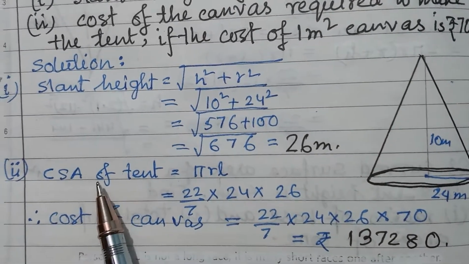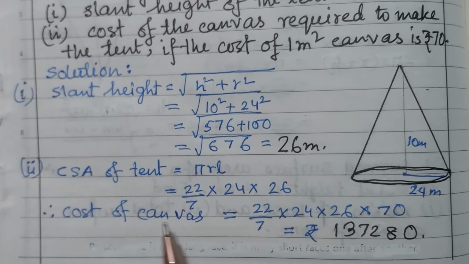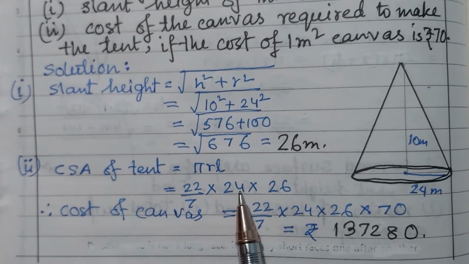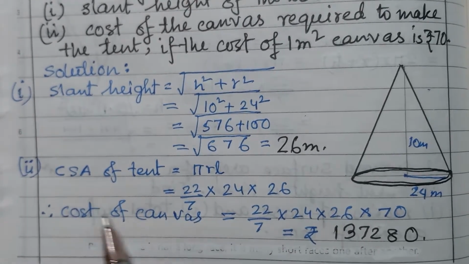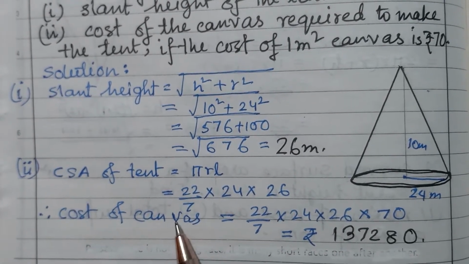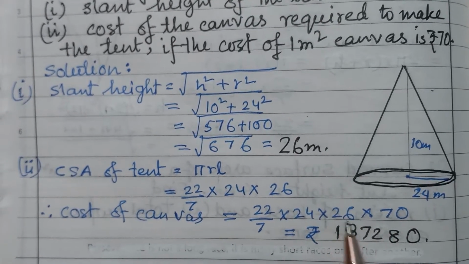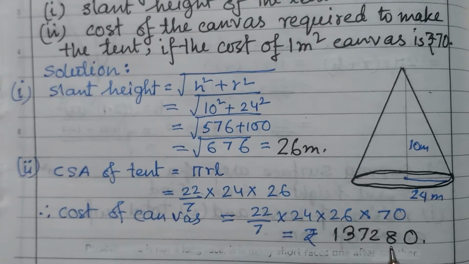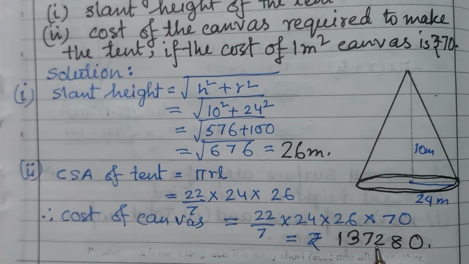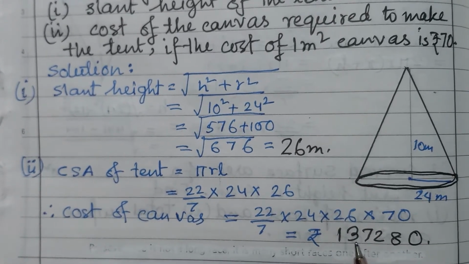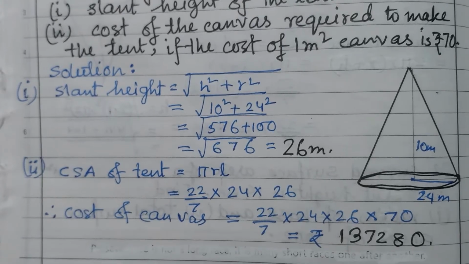Now the CSA of the tent is pi RL. There is no need to calculate it separately because the CSA has not been asked, the cost has been asked. So the cost is CSA into the rate of cost. CSA is this much and the rate is 70. Now it is 1,37,280 rupees.